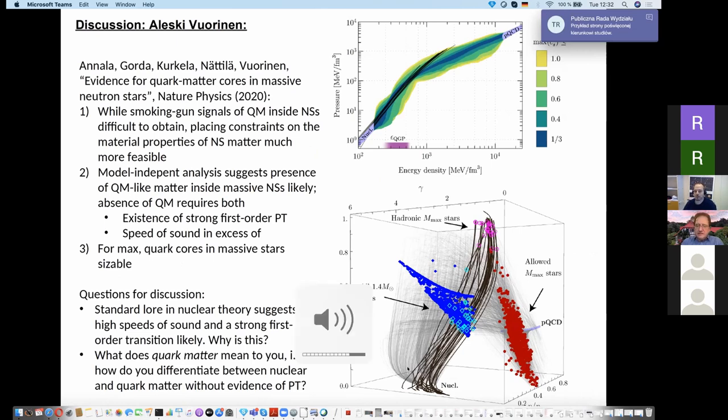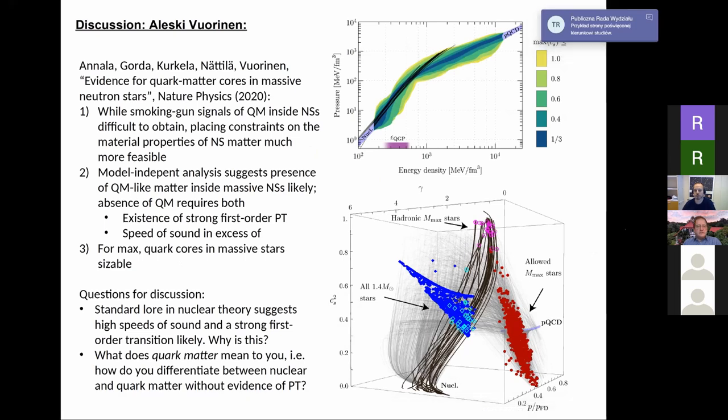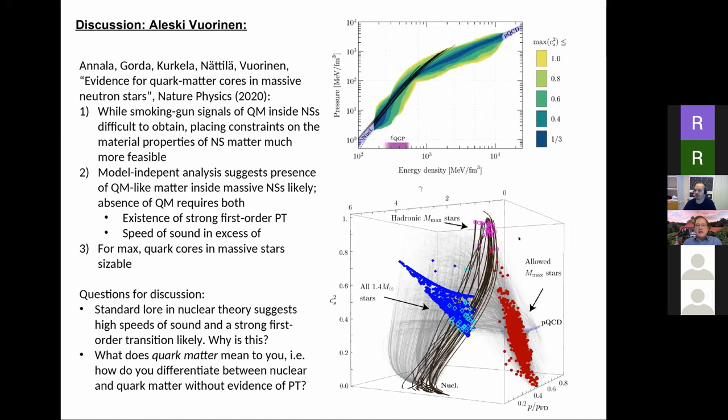So if I had to somehow condense the message of this Nature Physics paper that I talked about earlier today to a very short statement, it would basically be the following. Now the slide vanished. Yeah, great, thanks. So of course the best scenario for discovering quark matter inside neutron stars would be the observing of a smoking gun signal. And maybe this will one day be possible, for instance, through the gravitational wave measurements of a neutron star merger, and it is especially the later stages of it.